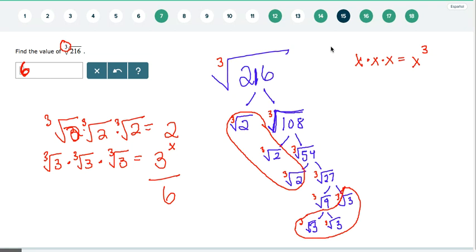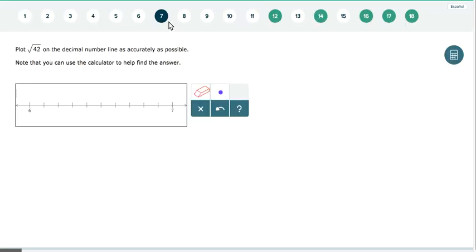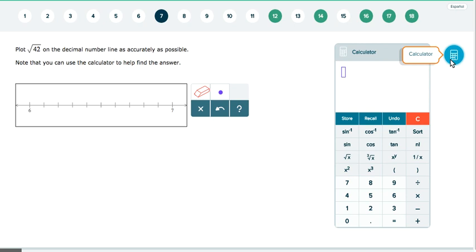Now, on a side note, there's no reason that you can't go back to the calculator. There's a cube root on the calculator. Check myself, and 6 is the answer. Just saying.